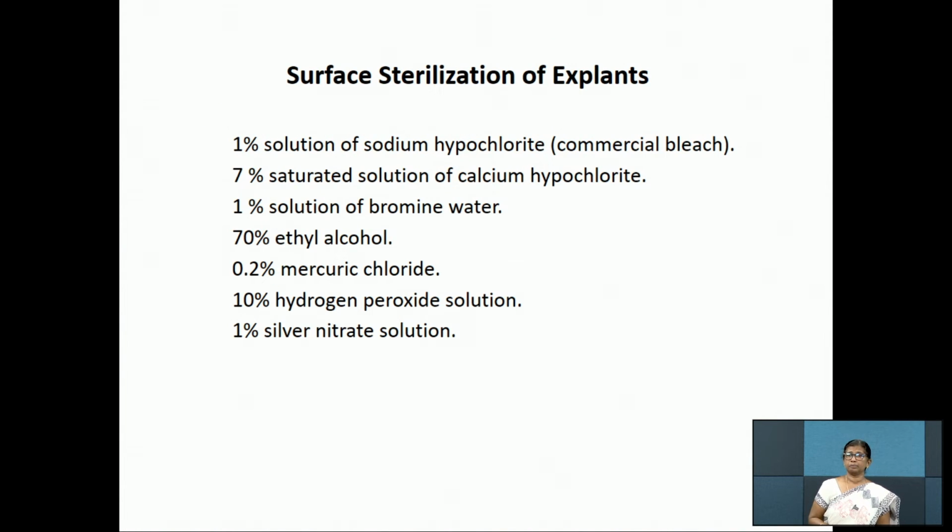After that, that is explants. We should be concerned about the explants. So surface sterilization of explants is very important. These are the chemicals which are used for surface sterilization of the explants to remove any contaminants present in the culture. So there are many: 1% sodium hypochlorite, 7% calcium hypochlorite, 1% bromine water, 70% ethanol, then mercuric chloride, hydrogen peroxide 10%, 1% silver nitrate. These are the examples of surface sterilizing agents.